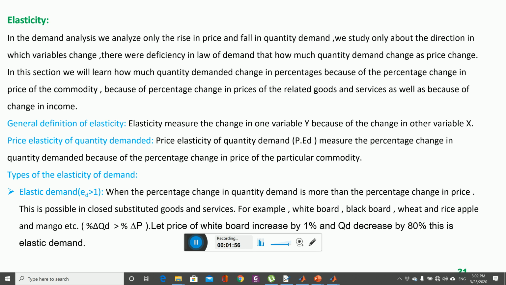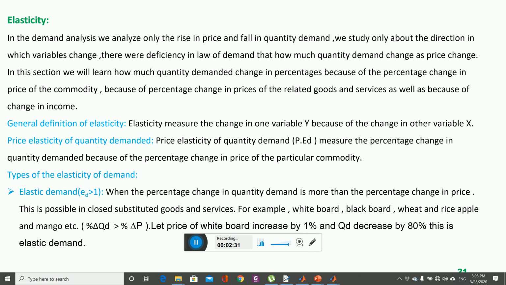But we did not calculate or understand that when the price changed by $1, how much the quantity demanded changed. When the price increased by 1%, by how many percentages did the quantity demanded decrease? We did not study this, we did not mathematically calculate it. So this is the problem in that demand analysis, in the law of demand: price increases, demand decreases; only the direction we discuss.